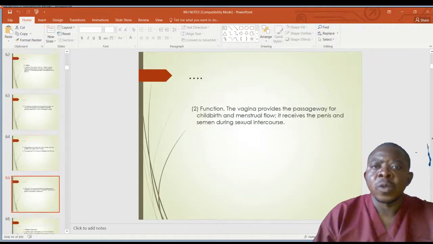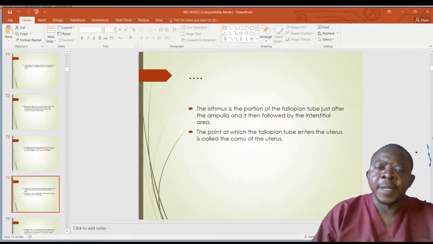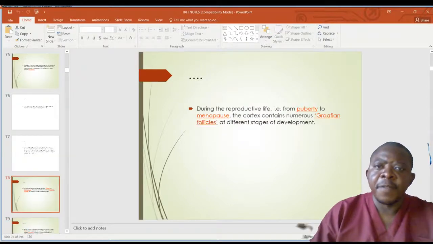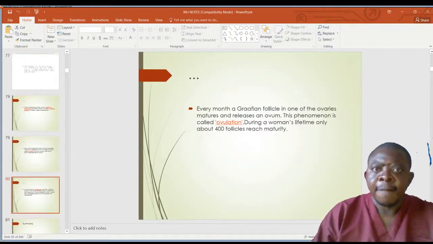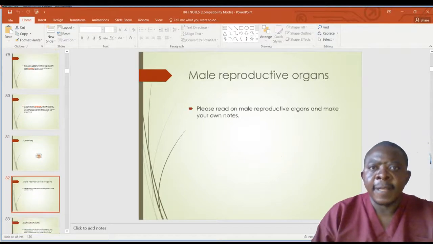Okay, so the fallopian tube, and we have mentioned some of the many points as we were discussing the structure. So that is the summary of it.